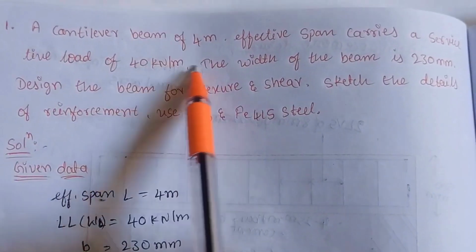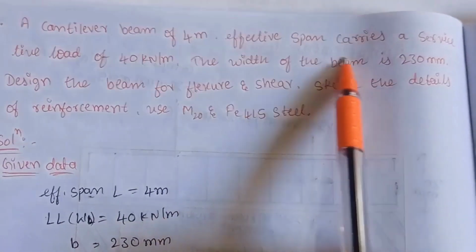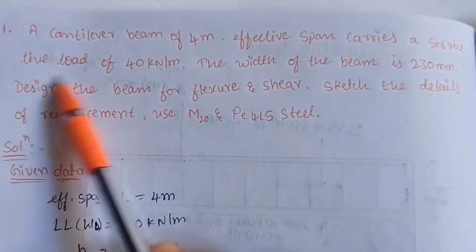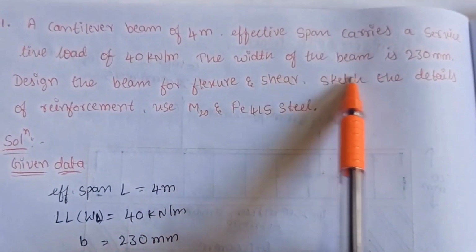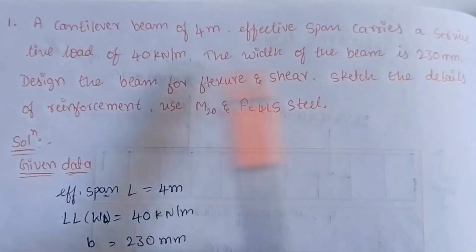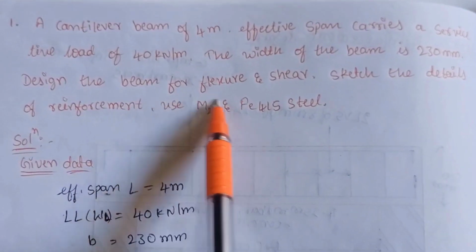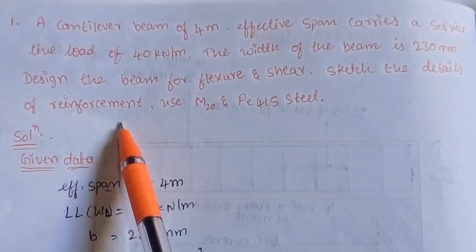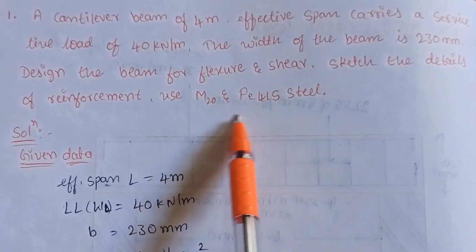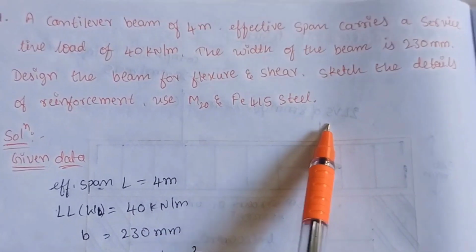A cantilever beam of 4-meter effective span carries a service live load of 40 kN per meter. The width of the beam is 230 mm. Design the beam for flexure and shear. Sketch the details of reinforcement. Use M20 and Fe415 steel.